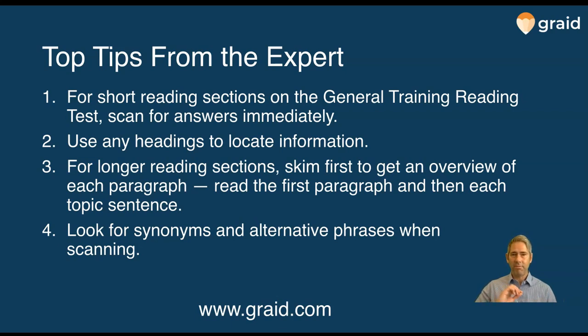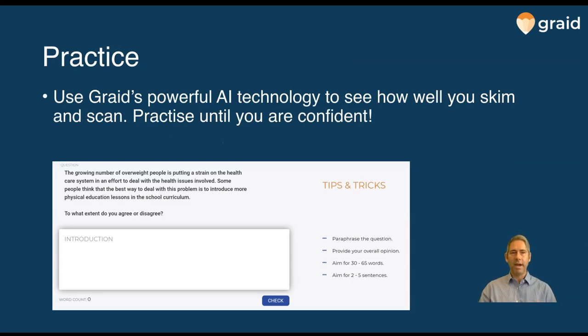In this case, we only had a title though, so this means you need to skim first to get an overview of the reading. Always read the first paragraph to give you an overview, and then skim the first sentence of each paragraph, which is usually the topic sentence. When you are scanning, look for synonyms or alternative phrases. So jump onto grade and see how well you can skim and scan. Practice until you are confident.